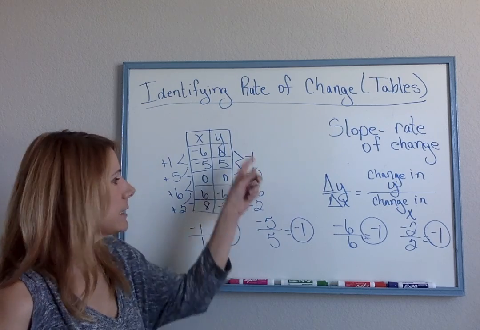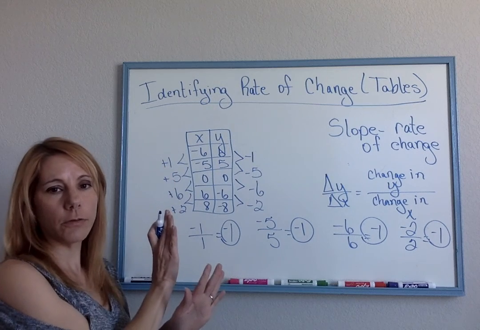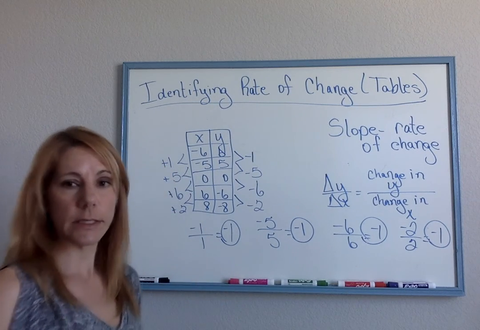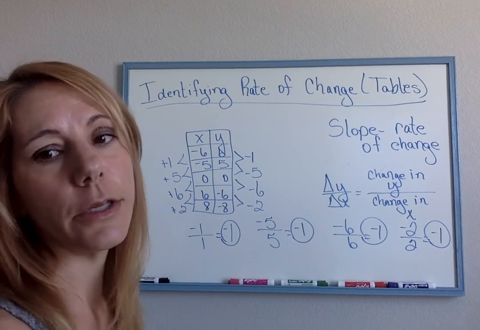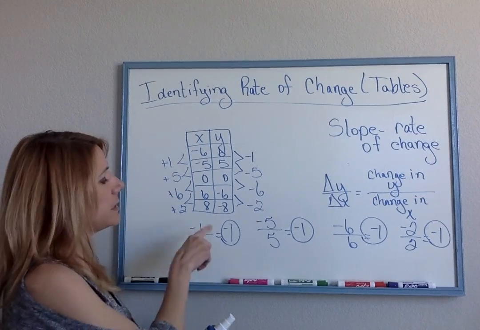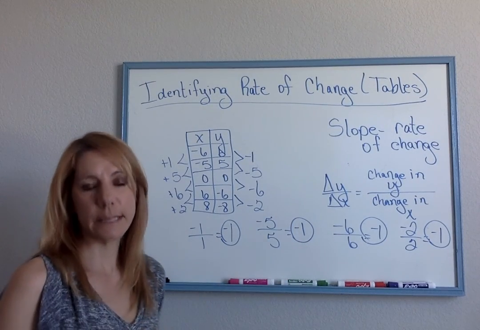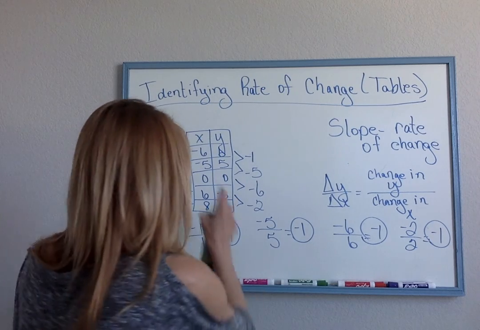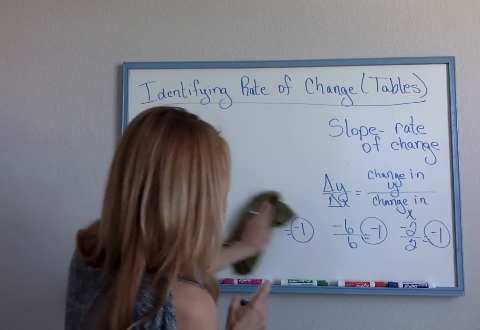Okay, even though it's not the exact same numbers each time, when I do my change in y over my change in x, I end up with a -1 once I simplify. So do you guys see why it's so important that you have to simplify? Because if you didn't simplify, you wouldn't be able to see that they have the exact same slope or the exact same rate of change. Okay? Okay, gonna do one more.